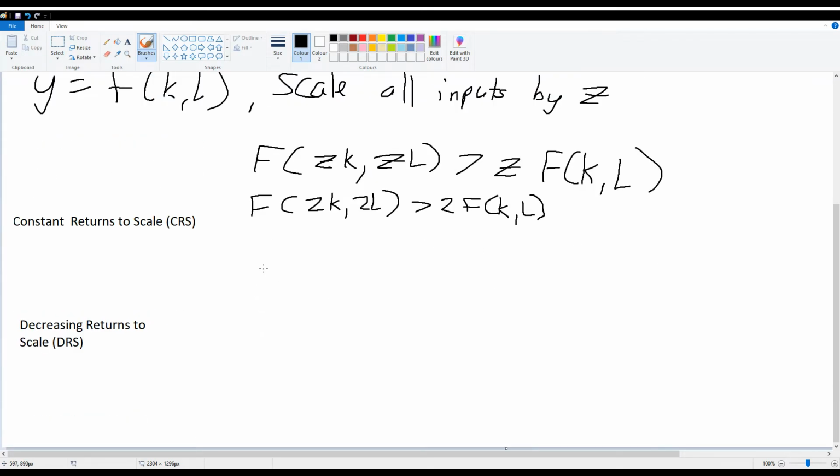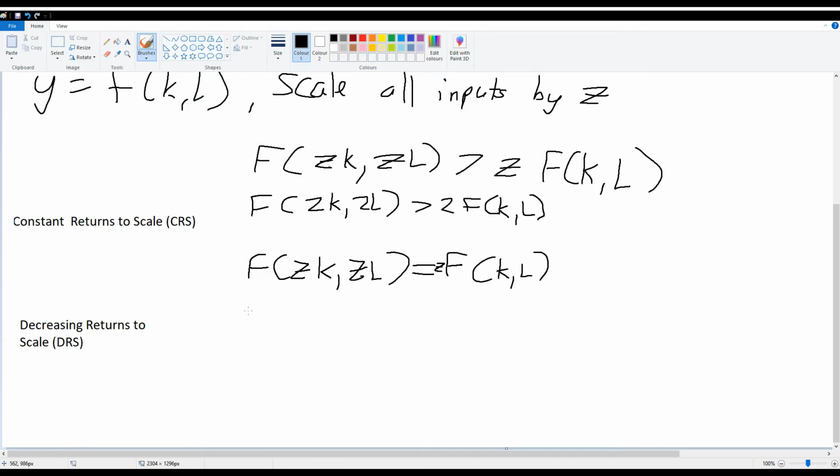Constant returns to scale is just this, where it's exactly equal. So F(ZK, ZL) is equal to Z times F(K, L). Okay, so say again we double. The amount we produce when we double our inputs is equal to Z multiplied by that original amount. So again, if we double inputs, we get exactly 2 times the original output.